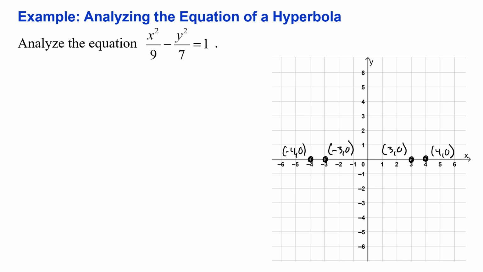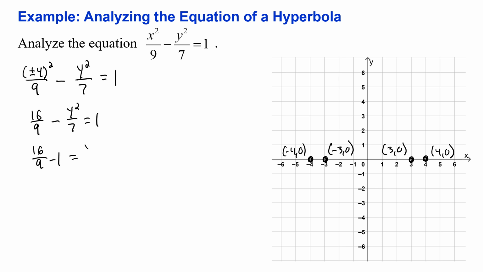So our equation becomes the square of positive or negative 4 divided by 9 minus y squared divided by 7 equals 1. And this simplifies to be 16 divided by 9 minus y squared divided by 7 equals 1. So let's isolate the y squared divided by 7 term by adding it to both sides of the equation, as well as subtracting 1 from both sides. And we can write 16 divided by 9 minus 1 is equal to y squared divided by 7.